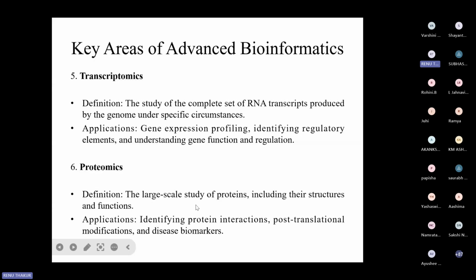So identifying protein interactions and post translation modification. You'll be hearing this a lot, post translation modification. So this will help you in disease identification. Post translation modification is the primary cause of something that happens when disease is proliferating.